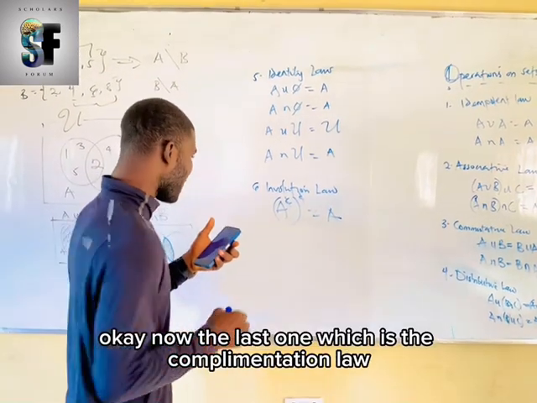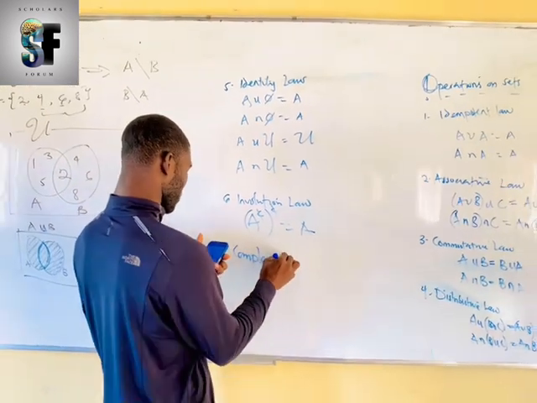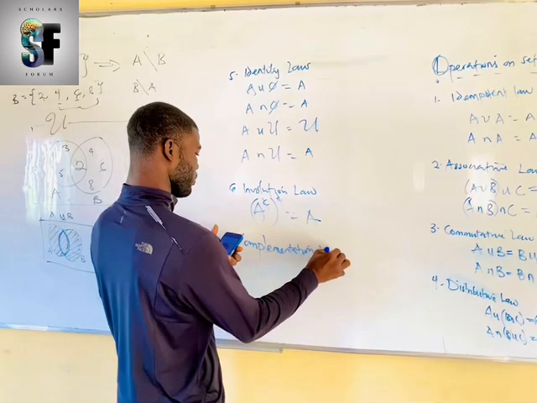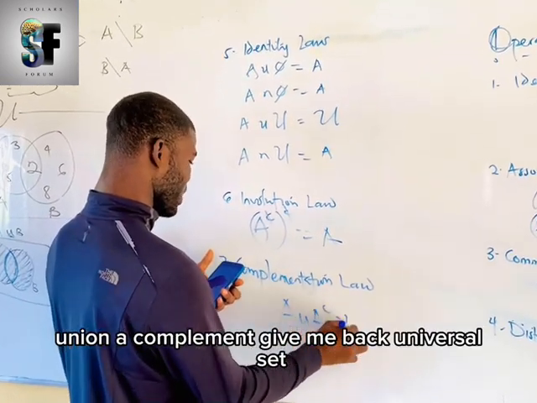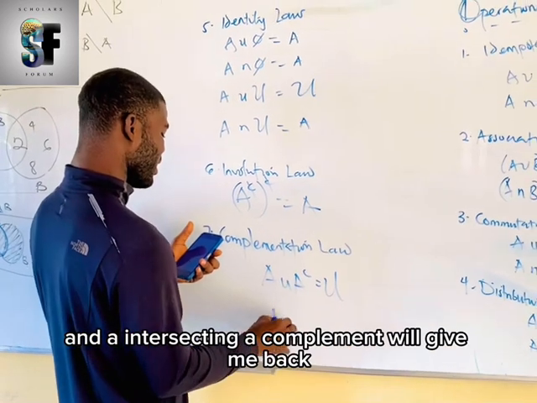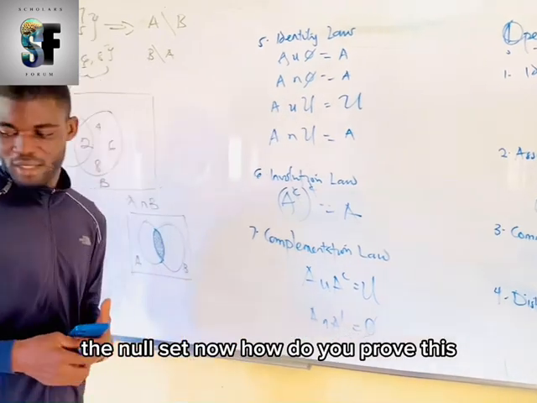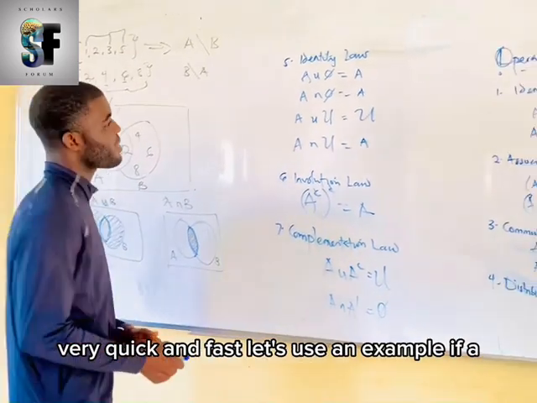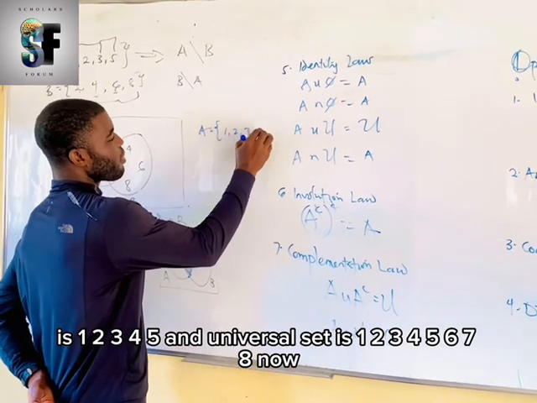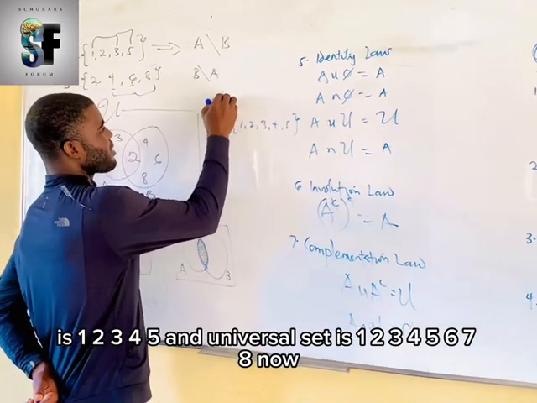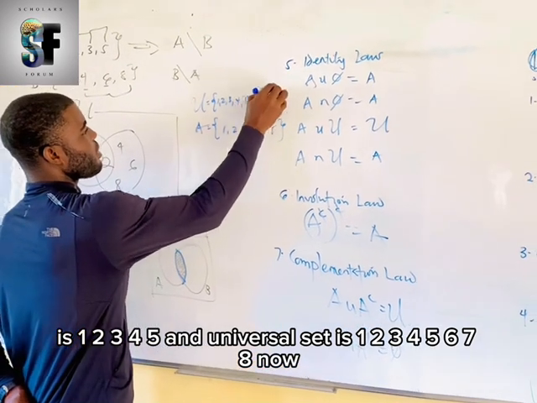Okay? Now, the last one, which is the complementation law. The complementation law says that A union A complement will give me back the universal set, and A intersecting A complement will give me back the null set. Now, how do we prove this? Very quick and fast. Let's use an example. If A is 1, 2, 3, 4, 5, and the universal set is 1, 2, 3, 4, 5, 6, 7, 8.